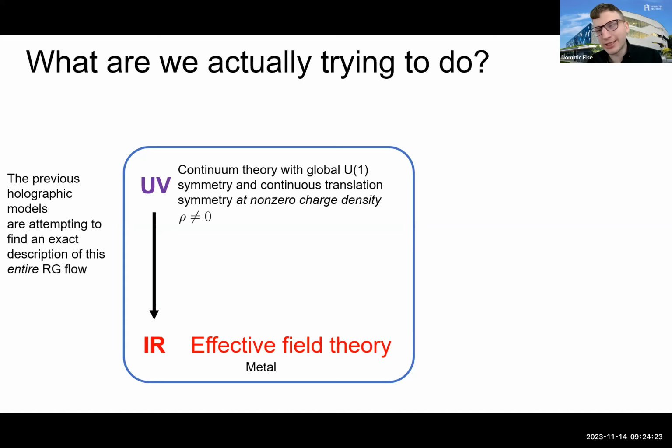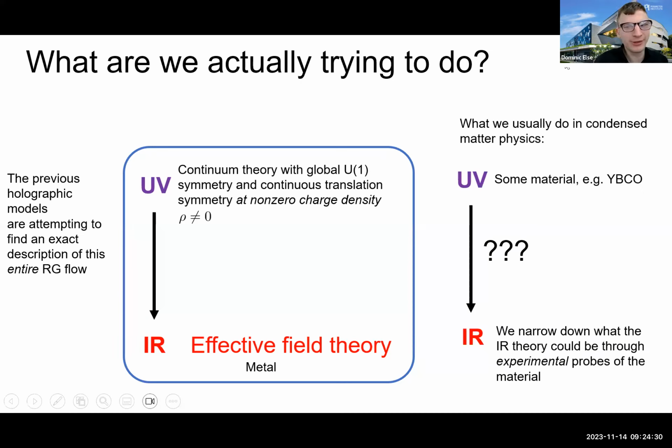what we normally try to do in condensed matter physics. So in condensed matter physics, what happens? At the UV scale, you have some material like YBCO or whatever it is, and maybe you have some idea of what the Hamiltonian of that material is. For example, in YBCO, people often talk about the Hubbard model as the lattice Hamiltonian that captures the physics. The problem is, even if you have a Hamiltonian, you have no idea how to solve it. So it doesn't help you that much.